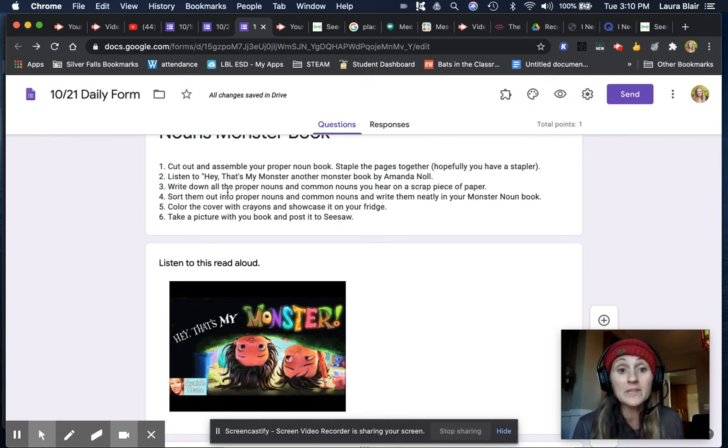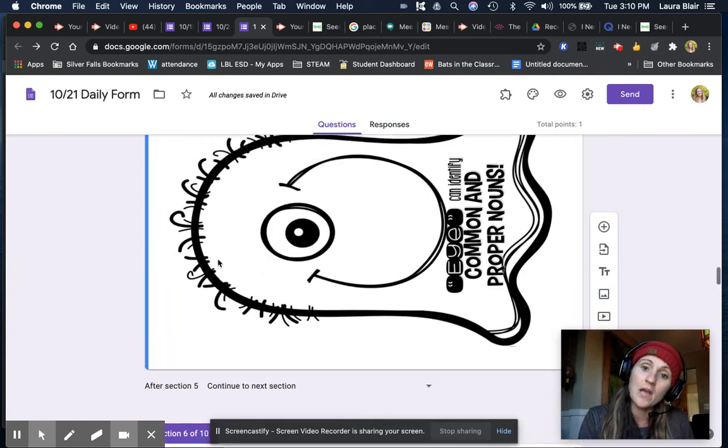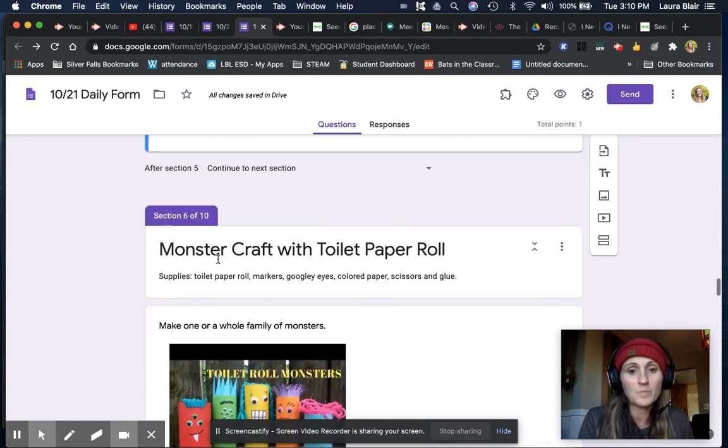Then I want you to sort them out, the proper nouns and the common nouns, and write them neatly in your monster noun book. And then you can color the cover with crayons, and you can showcase it on your fridge. Put a magnet on it. Take a picture of it and post it on Seesaw. Okay, so that is your common and proper nouns book.